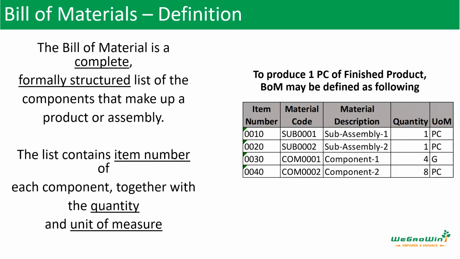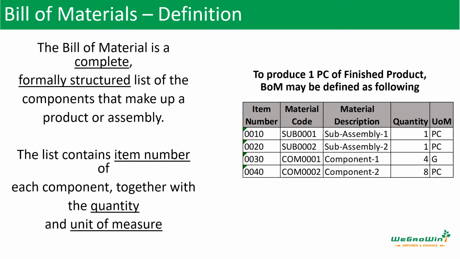The list has item numbers 10, 20, 30, 40 like that for each component, what is to be used to produce a product, what is the quantity that will be used to produce a product, and what is the unit of measure for those items which are used in the product. Here we are giving an illustration to produce one piece of finished product. A bill of material is defined here like that.